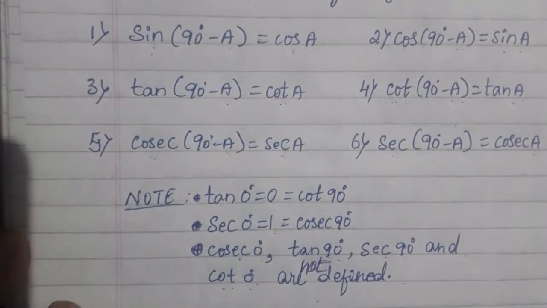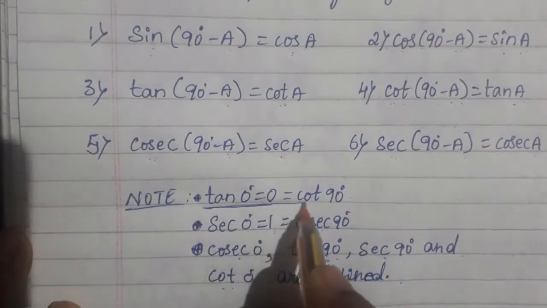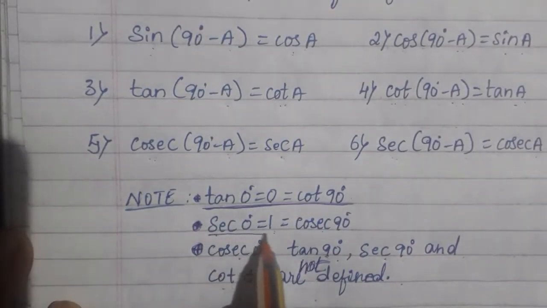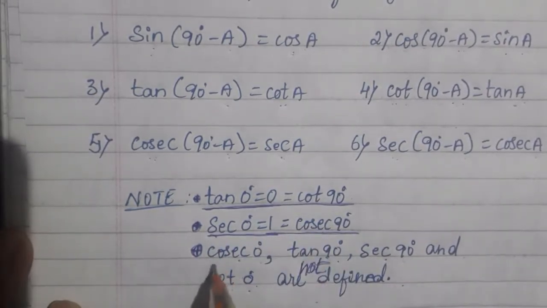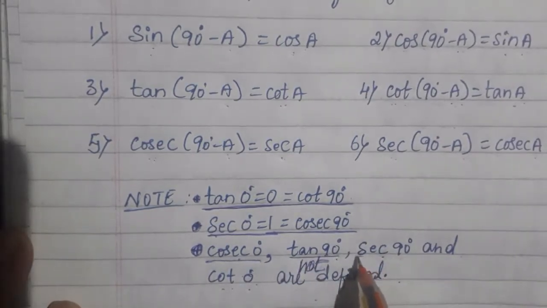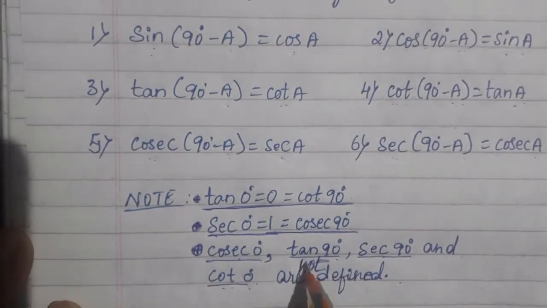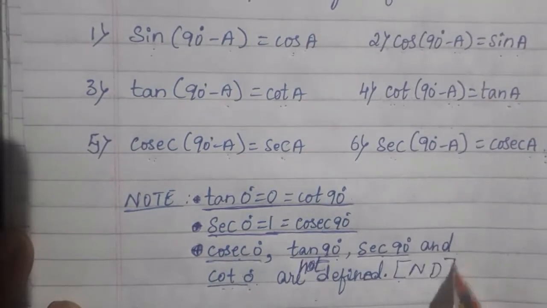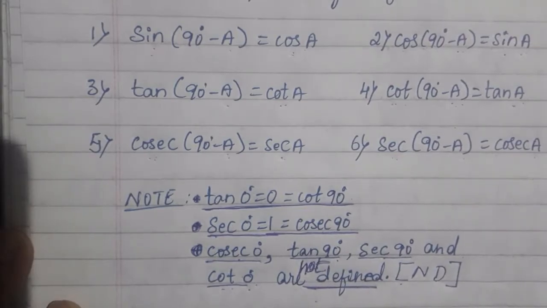Now, the important point to be noted: we know tan 0 is 0. In the same way, cot 90 is also 0. Secant 0 degree is 1. In the same way, cosecant 90 is also 1. Then, cosecant 0 degree, tan 90 degree, secant 90 degree and cot 0 degree are not defined. You can notice it will be written as ND. ND means not defined. That is the meaning.